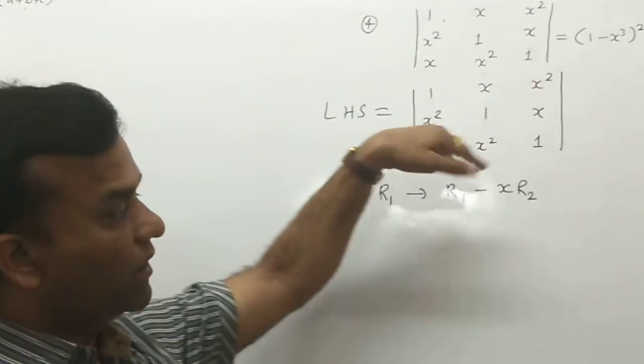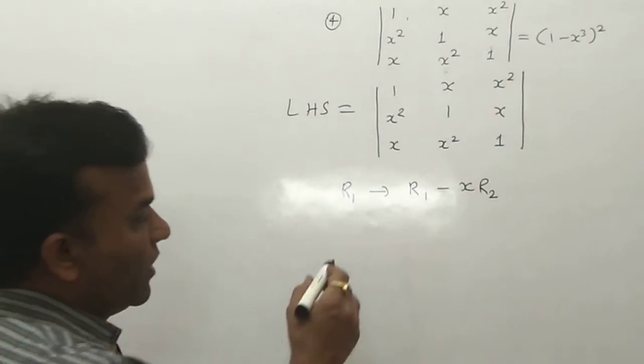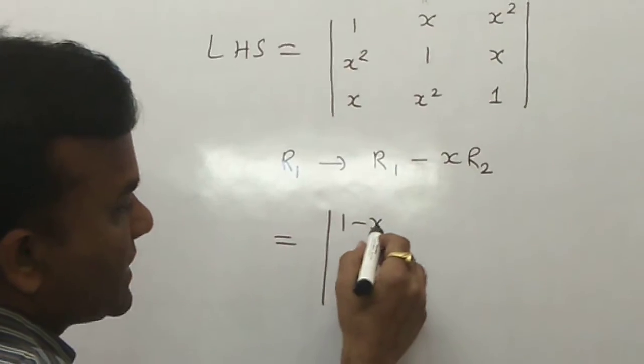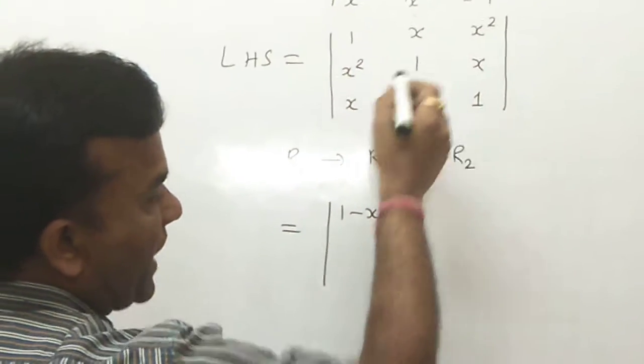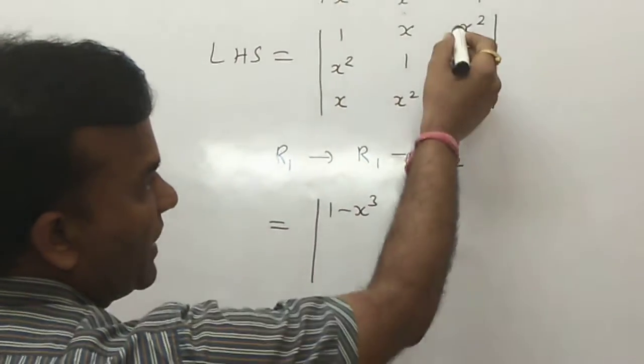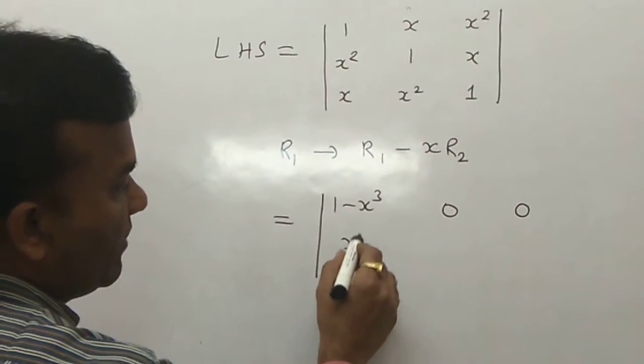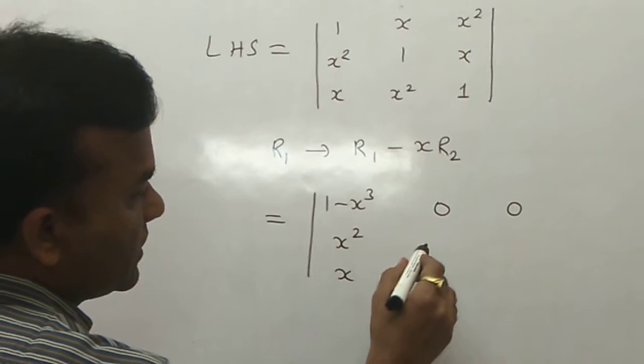Like the first time you have got 1 minus x cube. Okay, so you apply this rule here, then you have 1 minus x cube, but here x minus x you have 0. Similarly x square minus x you have 0, and then the rest of the elements you put as they are, no change.